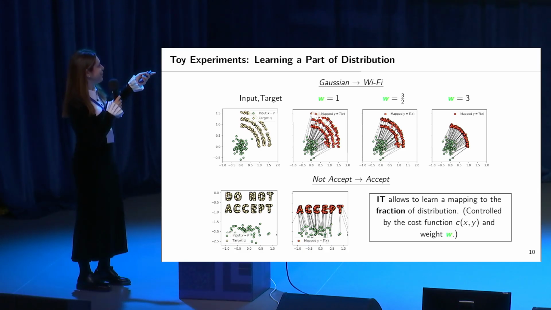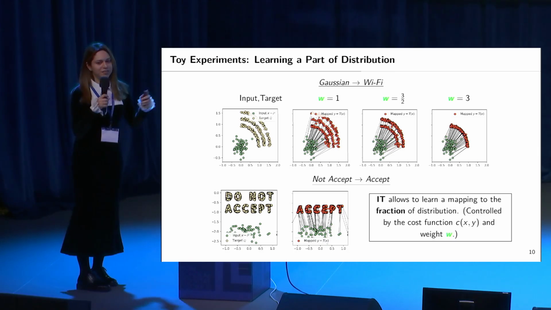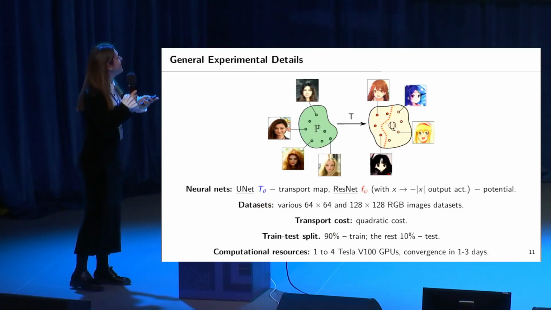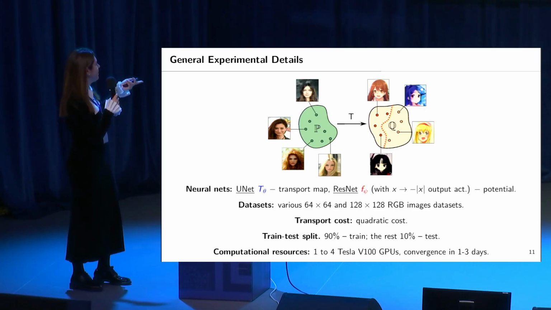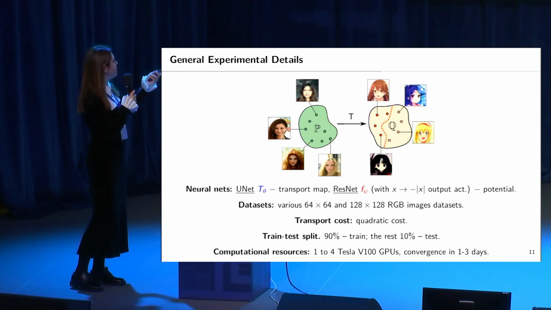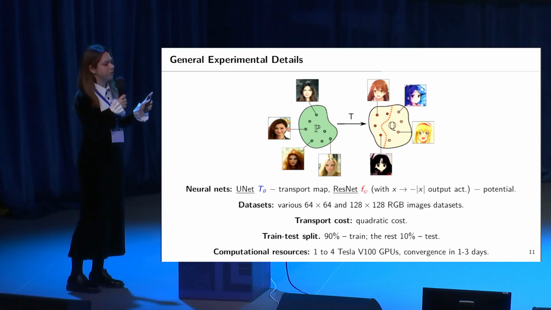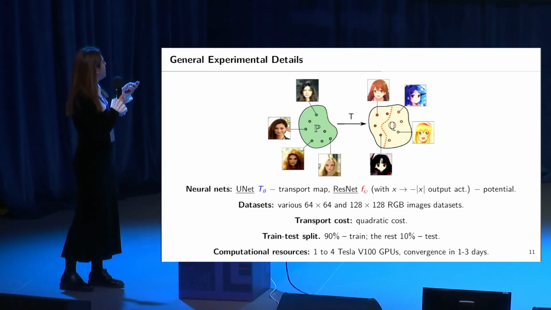So as you can see, we also conducted the not accept to accept experiment, and it works because our paper was accepted. Yes. So there are some details on our paper, on our algorithm. We use two neural networks, UNet and ResNet, some modified architecture in comparison with neural optimal transport standard quadratic cost, but we also experimented with other costs and yes, some other details.